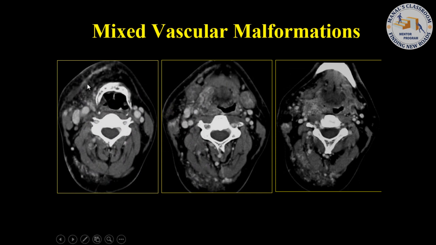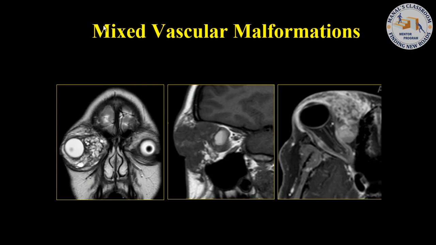Another example here, we have linear enhancement, probably a capillary component. We can see that it's low attenuation, involves multiple spaces, so there's our lymphatic component, and it also involves various muscles, so there's also a venous component. Does not fall into a single category, so it's appropriate to call this a mixed vascular malformation. Another example here involving the retroorbital area, we can see areas of high T2 signal. That tells us that we're dealing with a lymphatic component. When we look at the enhancement here, that's a capillary component, and it's involving the muscle, so there's probably a venous component, a mixed vascular malformation.